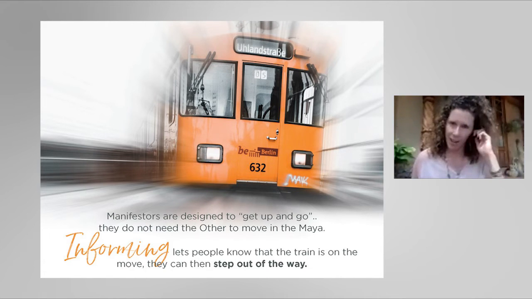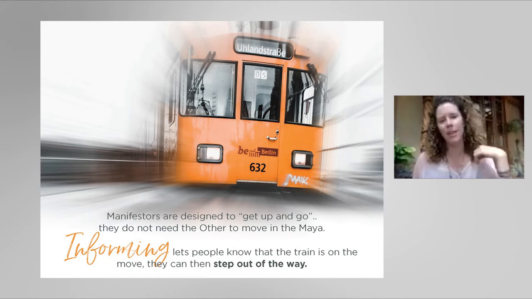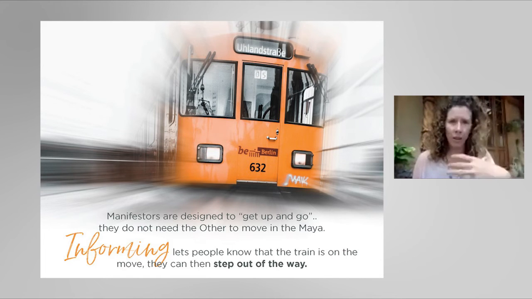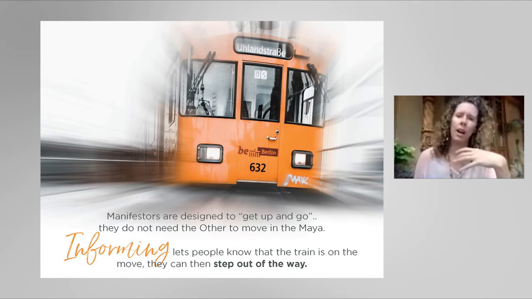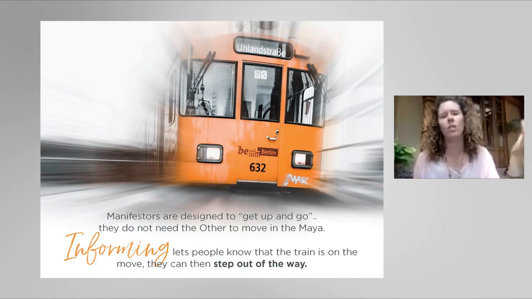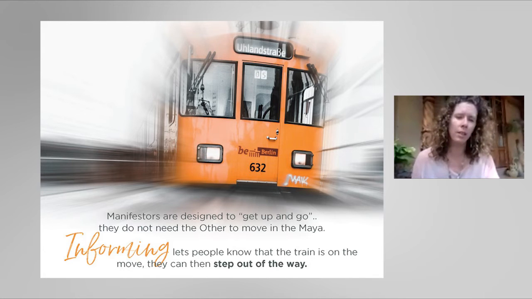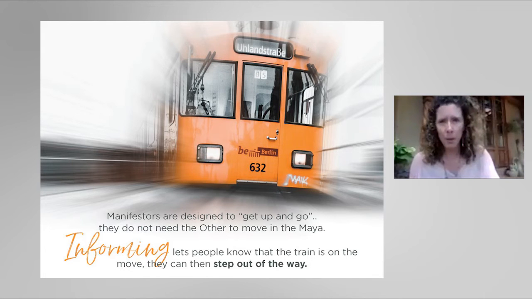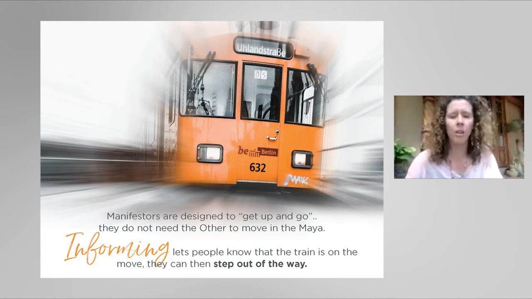Yeah, so this is the idea: a manifestor is like a train, where they're just doing what they are going to do, and it has a direction in it. It doesn't need the other to be able to move the way it's going to move. But if you don't know that the train is coming, look out. You want to know.